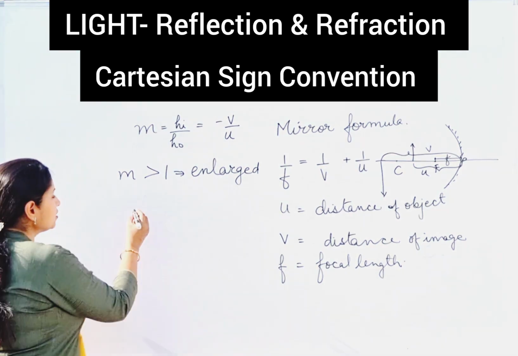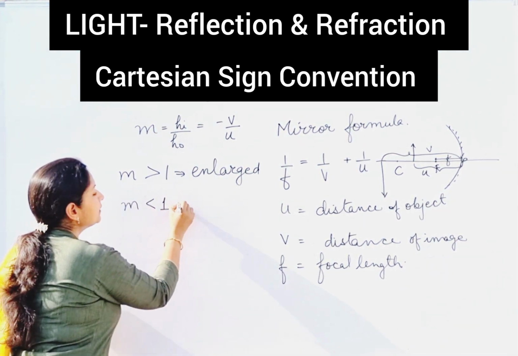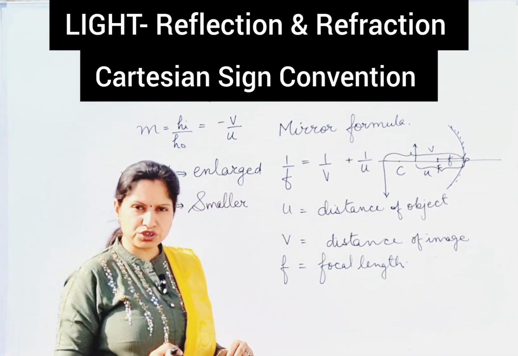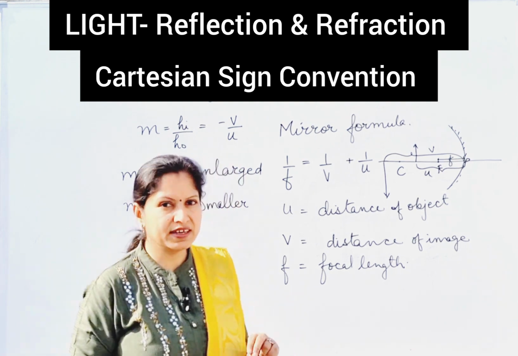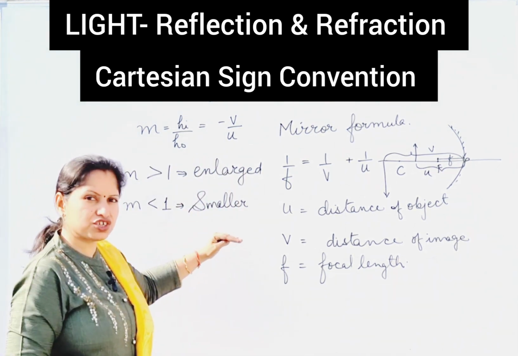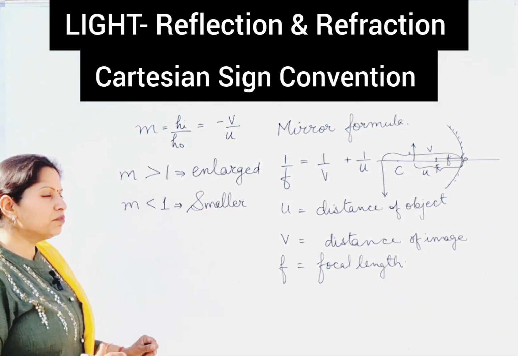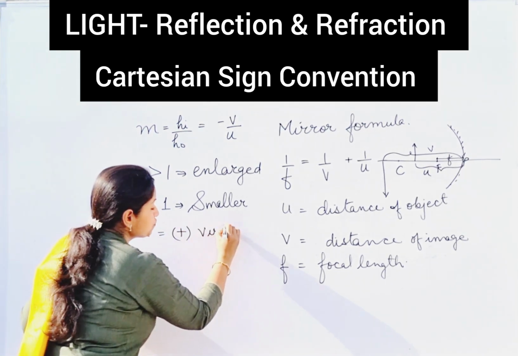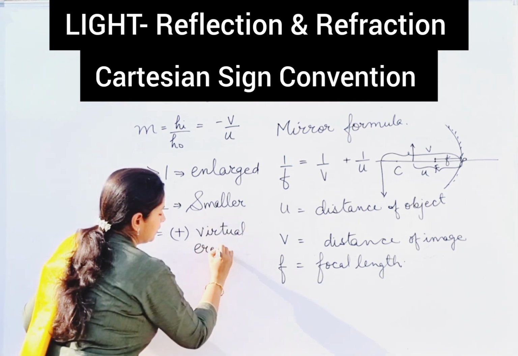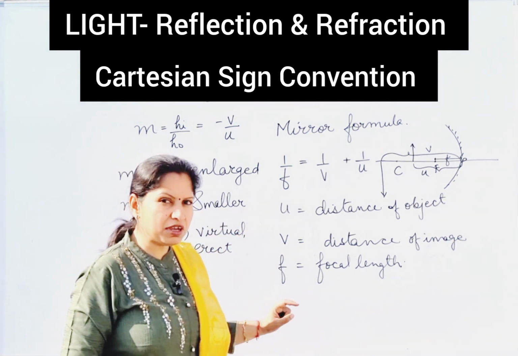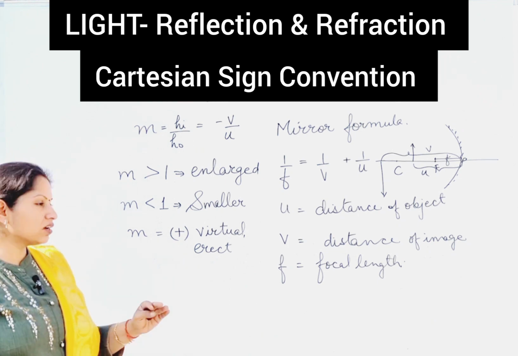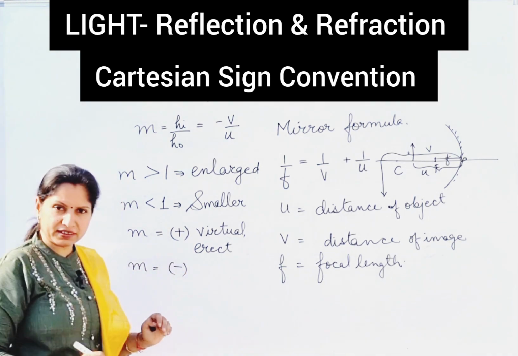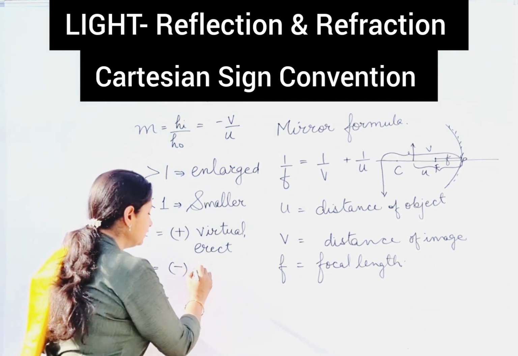If your magnification answer is less than 1, that shows that the image is smaller than the object. The size of the image is smaller as compared to that of the object. That is shown by the answer of magnification being less than 1. If your magnification answer is positive, that shows that the image is virtual and erect. If the image is virtual and erect, then your magnification answer will be positive, and if your magnification answer is negative, that shows that the image is real and inverted.